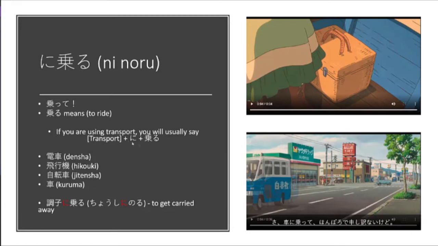So this is an important point. We use the ni particle every time we use noru. So if you're going to say densha, hikouki, jitensha, kuruma. Do you know these three words, by the way? You comment these. Do you know what these three words mean? Before I say what they mean.